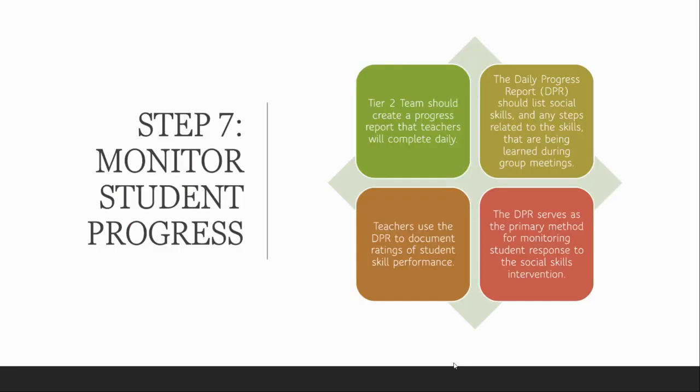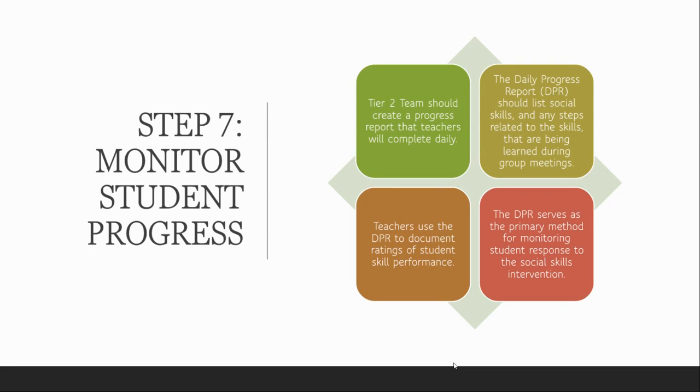So step 7, after those skills have been taught, the student's progress is going to be monitored using those daily progress reports. So the tier 2 team should create a progress report that teachers will complete daily where they're looking for the demonstration of those skills that are being taught. The daily progress report should list social skills and any steps related to the skills that are being learned during those group meetings. We'll look at a progress report here shortly.